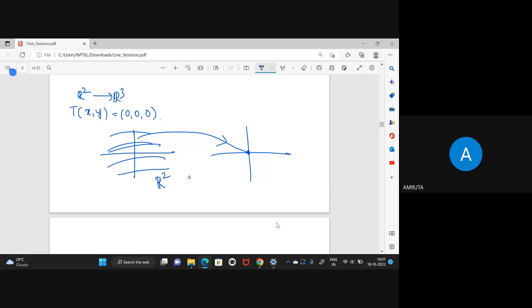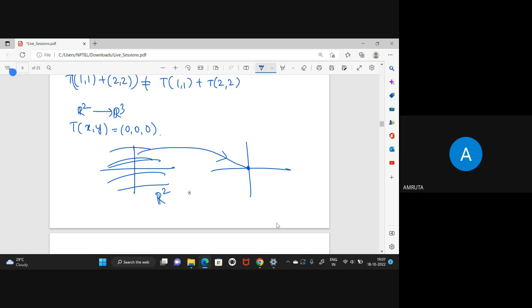I'm not convinced yet. I am not able to visualize that. How can it be possible that you put any value of x and y, it is going to get to 0? So this is a very imaginary kind of function then.